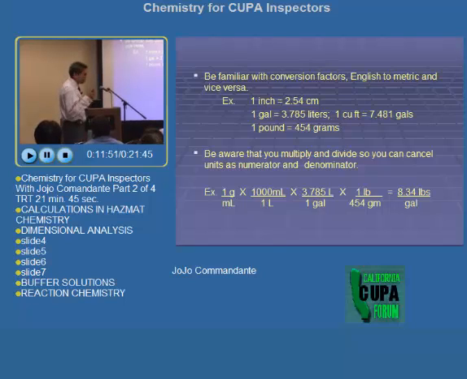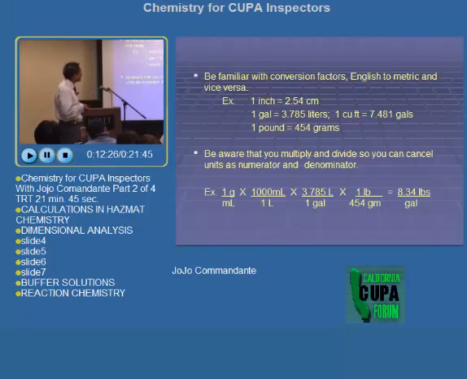1 inch, you're supposed to know, is 2.54 centimeters. My 4th grade daughter knows that, okay? 1 gallon is 3.785 liters. 1 cubic foot is 7.481 gallons. 1 pound is 454 grams. This is linear, volume, and weight. If you know all these numbers, you'll get by in Hazmat calculations. Okay? All you need to do is memorize all these numbers, and you'll get by.